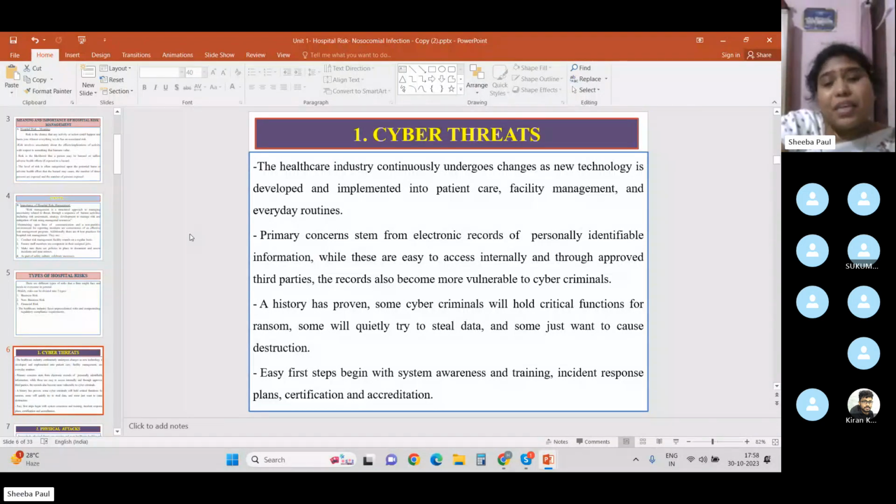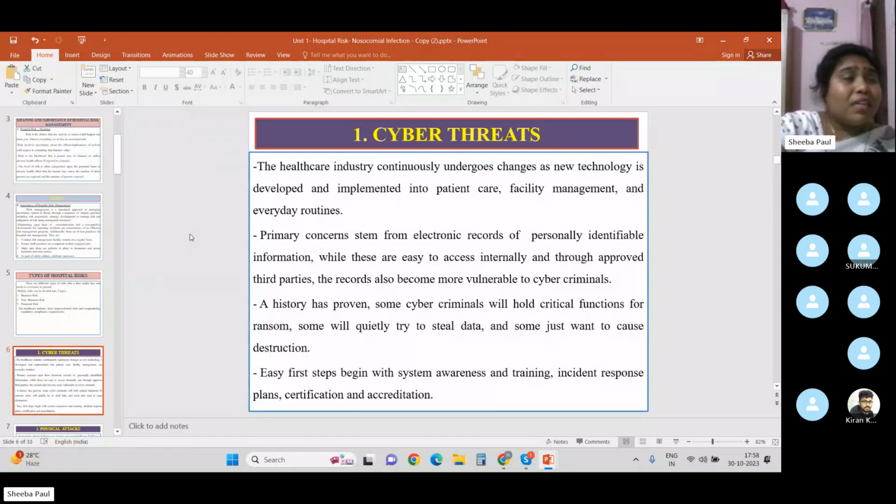So easy first steps begin with system awareness and training, an incident response plan, certification, and accreditation. Whenever the hospital is launching a new software or documenting everything in the system, they should make sure that they take proper software, and also that they are connected to the cyber crime investigation department, so that if anything goes wrong, the incident is reported immediately and these people can look into it, so that the breach does not happen and the data is not affected.